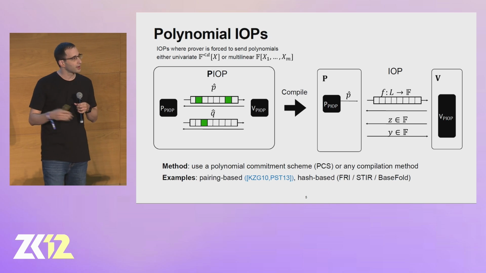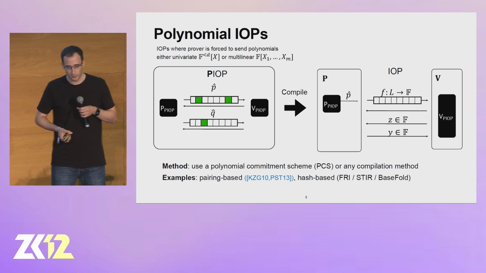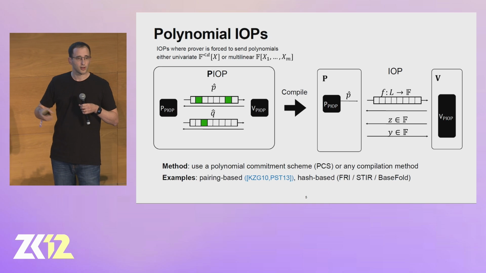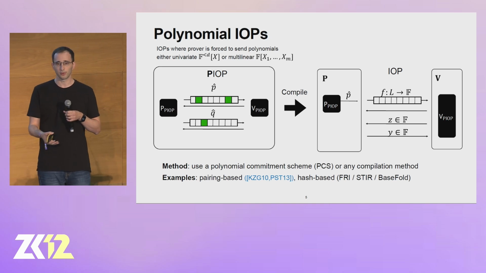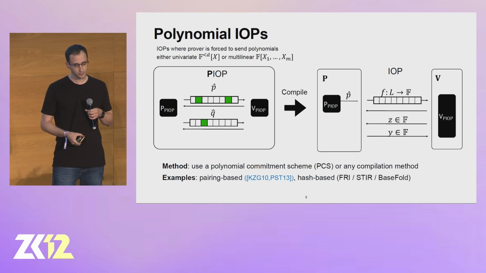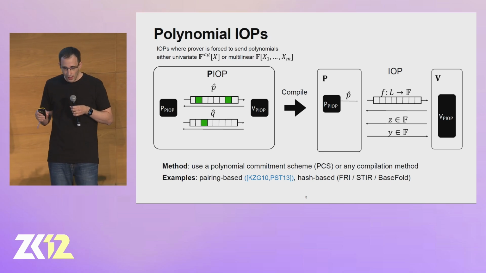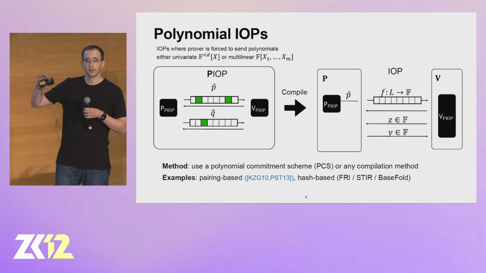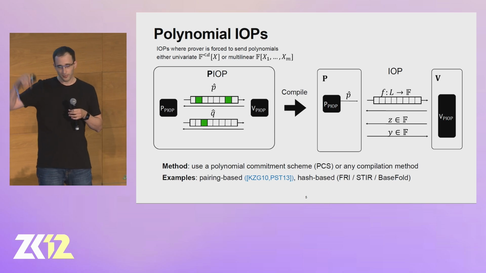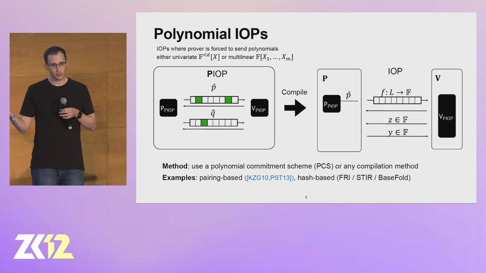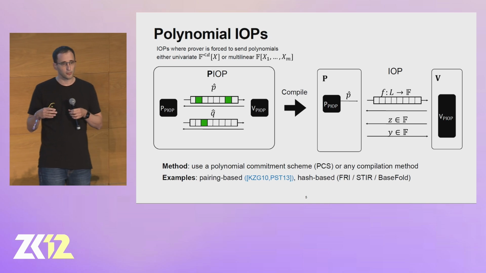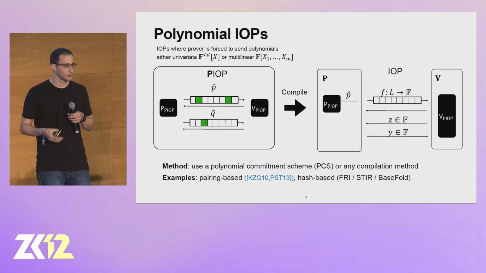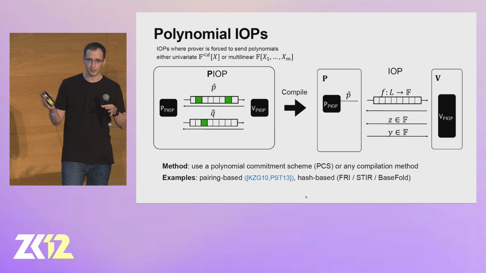And how do we compile these polynomial IOPs? We can use a polynomial commitment scheme, which is just a cryptographic way of enforcing the prover to really commit to a polynomial. But more generally, I just want to take a slightly higher view: any compiler that takes a polynomial IOP and outputs an IOP. One way to do it is using a polynomial commitment scheme and doing this function by function, but any such compiler is what we want.